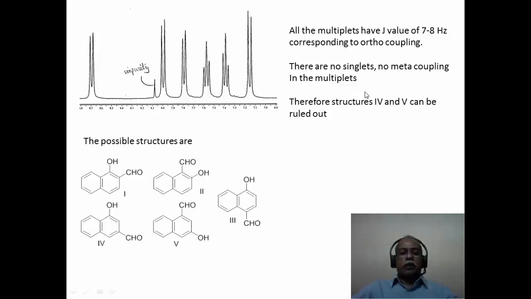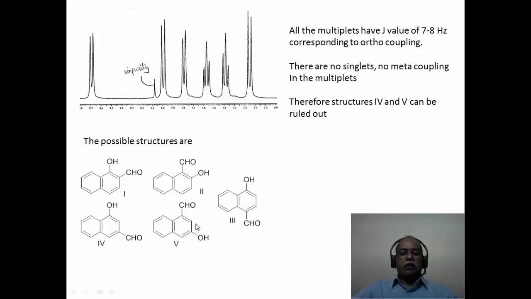So one can rule out some possibilities. You can have the compound structure 1, structure 2, 3, 4, 5. These are the possible structures that one can have, where the aldehyde functional group and the hydroxy functional group are put on the same ring of the naphthalene unit. Structure 4 and 5 can be easily ruled out, because this particular hydrogen, which is adjacent to the aldehyde and the hydroxy group, would not have any kind of an ortho coupling partner. So since all the peaks have an ortho coupling kind of a J value, these two structures, which will not have an ortho coupling for this particular hydrogen, can be easily ruled out.